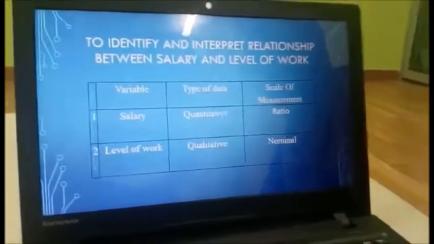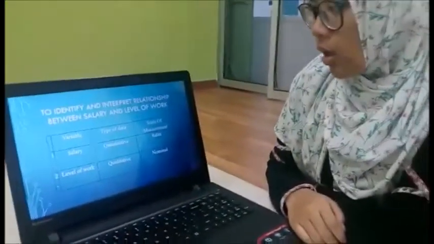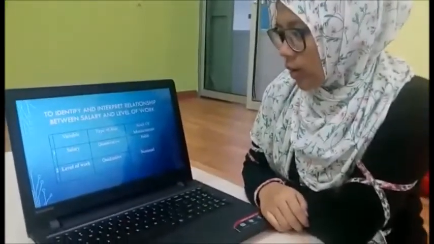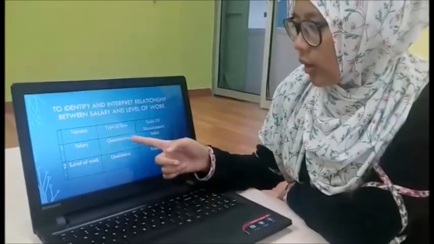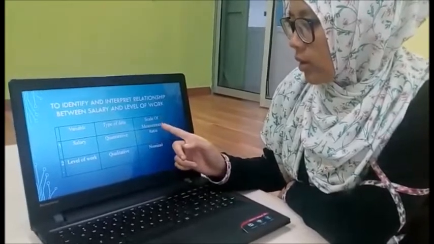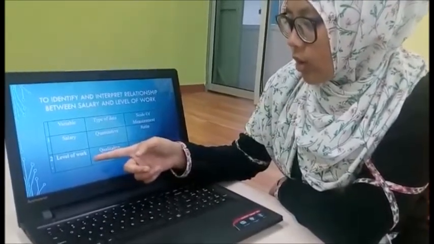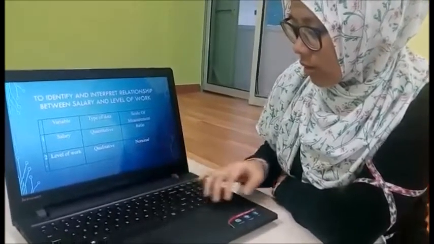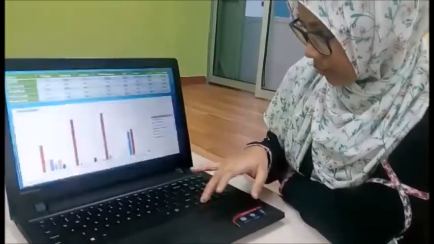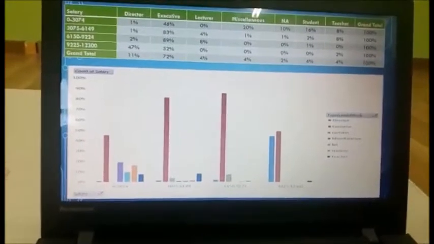Next is to identify and interpret relationship between salary and level of work. We have 2 variables. First is salary, the type of data is quantitative and scale of measurement is ratio. And level of work, type of data is qualitative and scale of measurement is nominal. So we use bar chart.